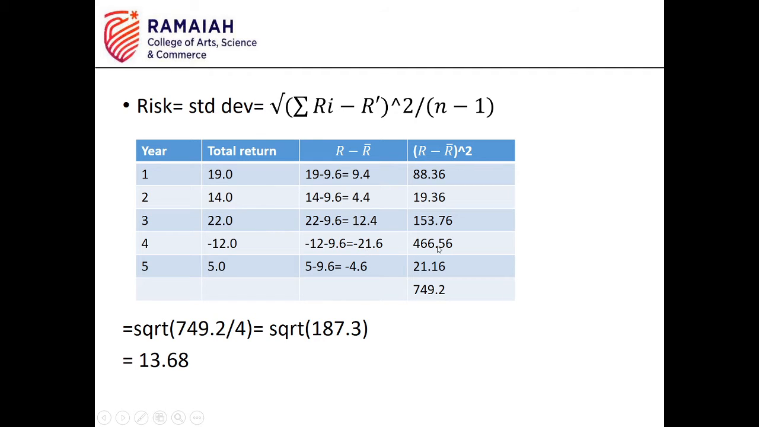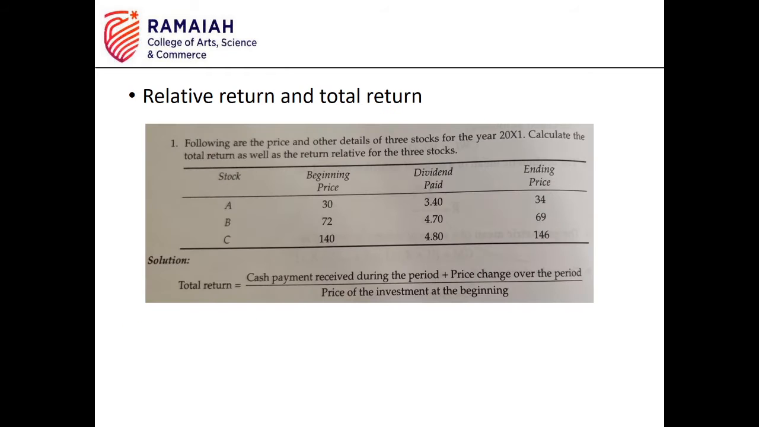See here, though it was negative, when you square it, it becomes positive. So you take this figure, divided by n minus 1. N is nothing but number of years, that is 5 years we have got. So 5 minus 1 is 4. If you put the square root, you will get 13.68%. This is the risk percentage. Risk is 13.68 percentage, return is 9.6 percentage. So this is how you calculate. This is a basic type of problem. They might ask you for 5 marks or something like that. So it is pretty simple. So that is about your expected return.